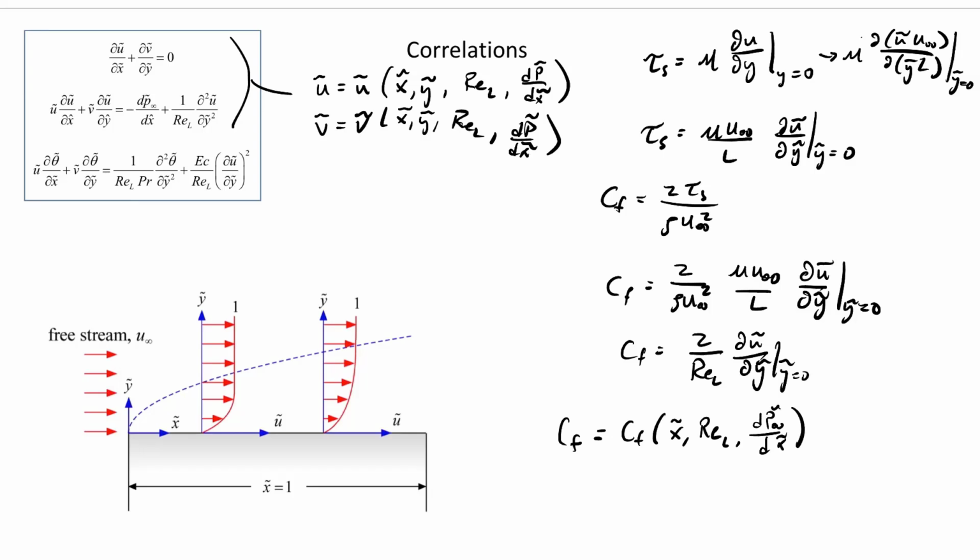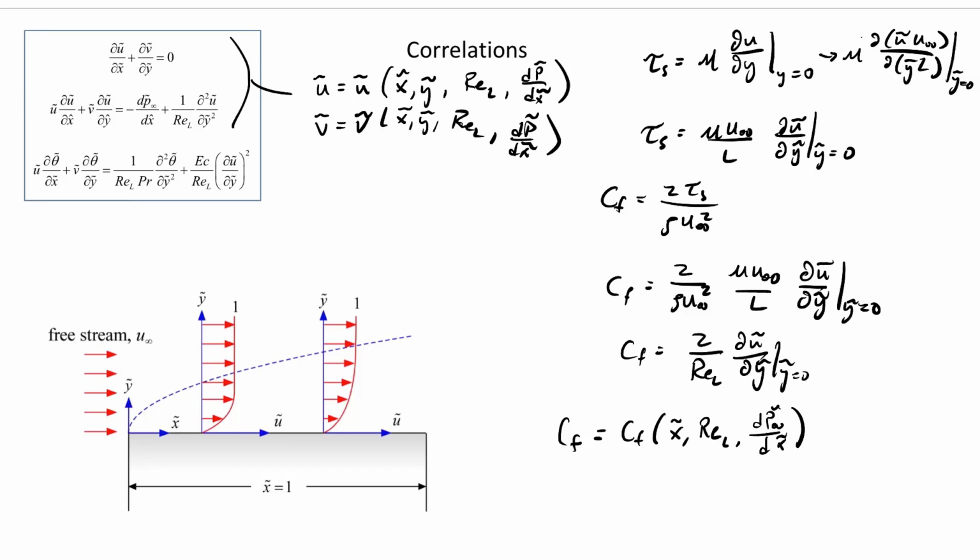Okay, so this is a weird analysis we just did, but we went through and used our definitions and came up with this conclusion that our coefficient of friction depends on what? It depends only on position x. So you have this flow over a flat plate. Our coefficient of friction only depends on position x, not on position y. It depends on the Reynolds number, and it depends on this pressure gradient dp infinity dx, right?